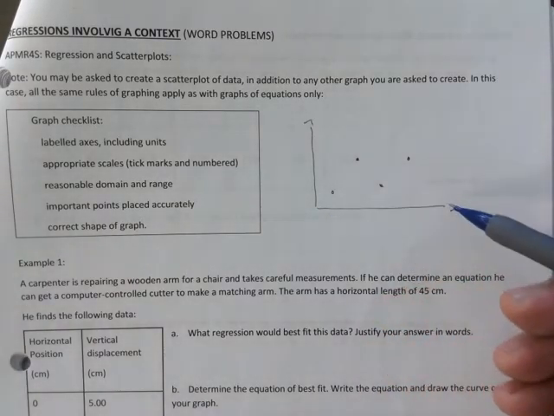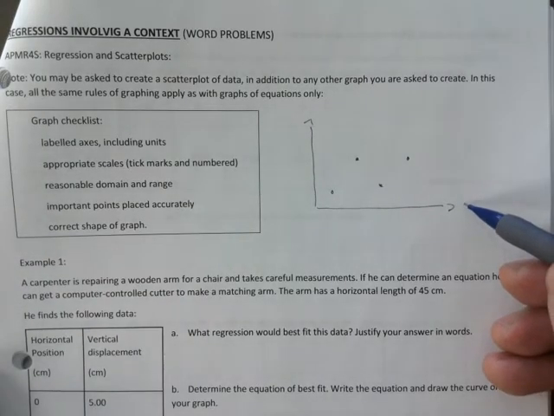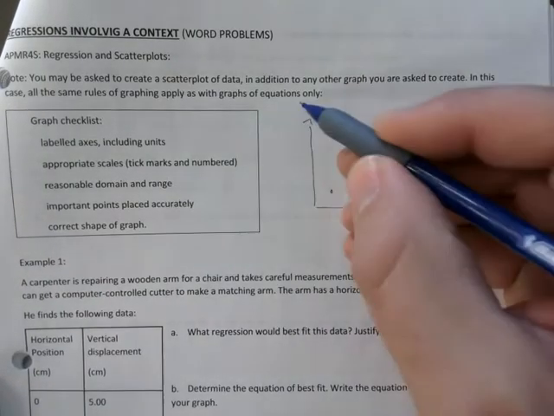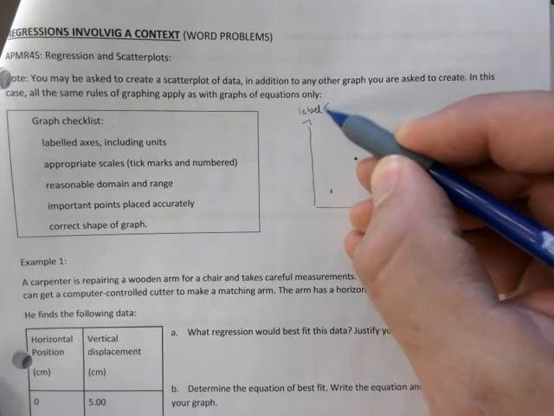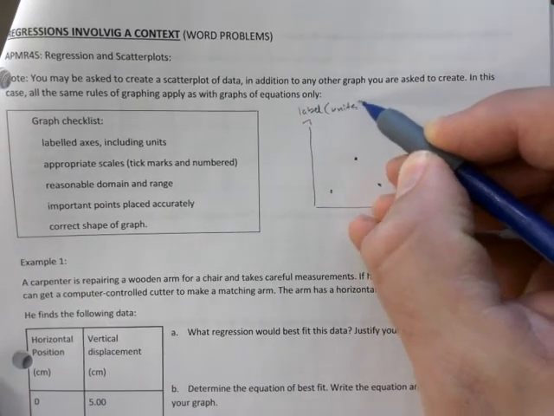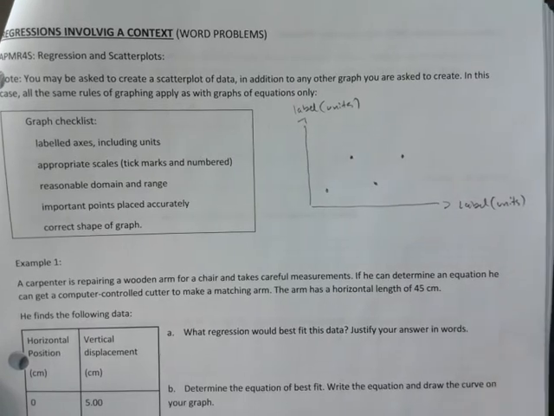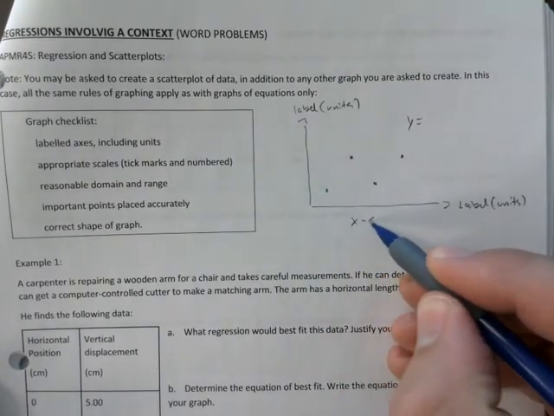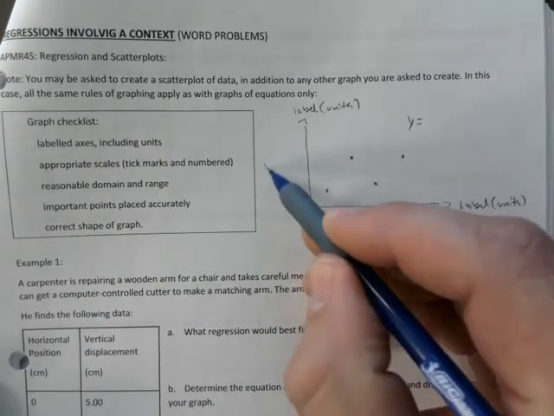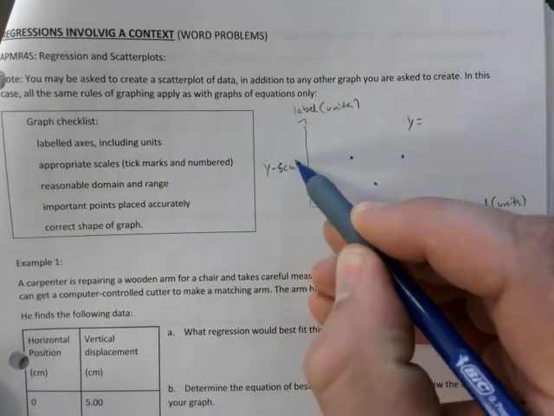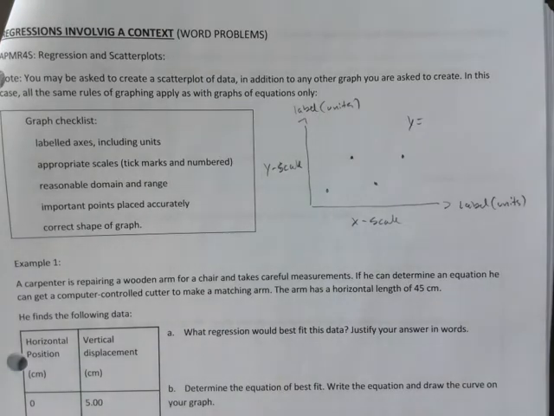The same rules apply, right? You want some kind of label here, right? Label and units, right? Label, units. You want y equals there. You want x scale, y scale. Same things apply. That's what we're looking for, labels. And then, of course, the points actually being where they're supposed to be, right?